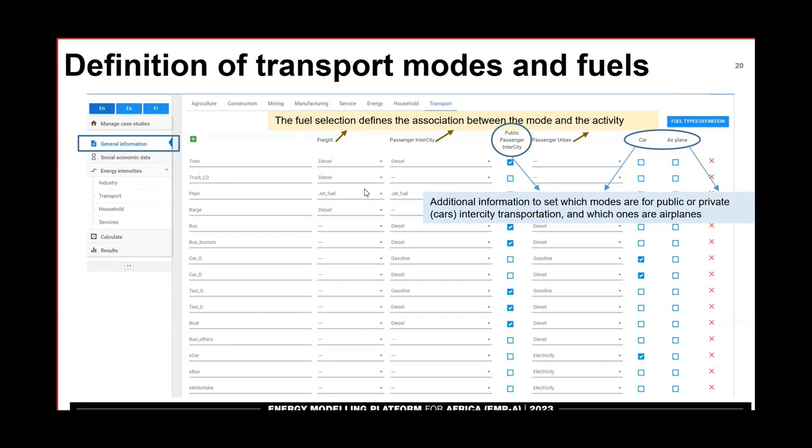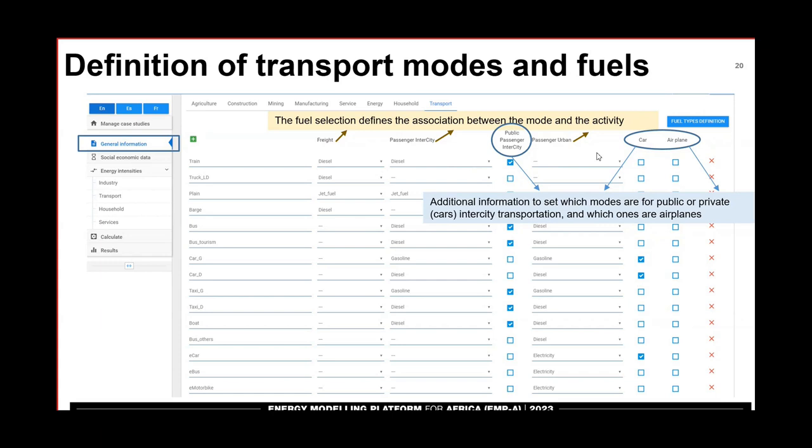And then we have also some other parameters here. Here is public passenger activity. When you tick this, it means that the transportation mode that you have defined here is a public transportation mode. What is important to understand is that it is just applied to the intercity transportation mode, because it is there that we have this split.